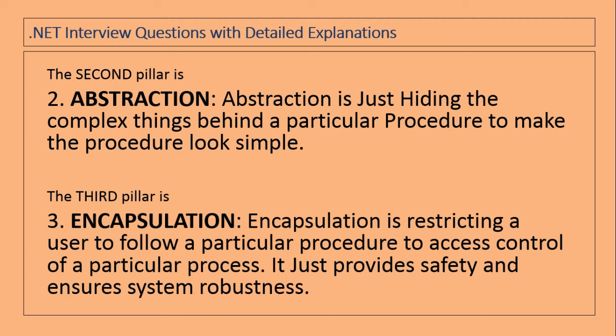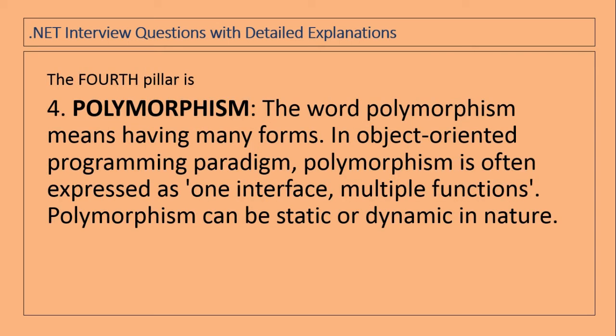So every driver needs to follow this procedure in order to get the car to move. They cannot expect to put the car in the reverse gear and have it move forward. Thus, encapsulation helps to restrict the user to follow a particular protocol. The next pillar, which is the last one, the fourth pillar, is that of polymorphism.